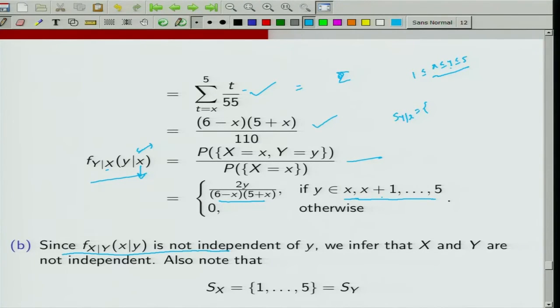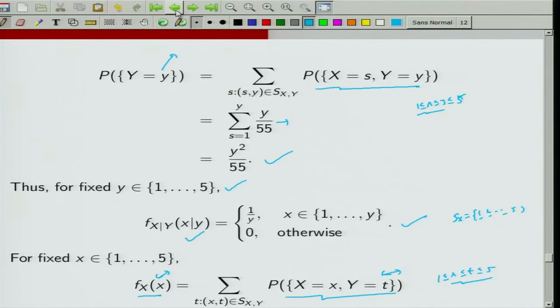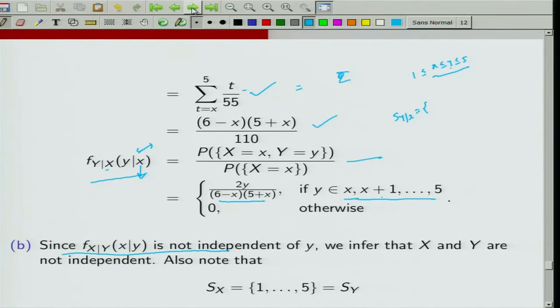And similarly, we have seen before that f x given y, x given y, over here, if they were independent, this conditional probability mass function should have been independent of this y, which is not happening, because if they were independent, this should have been the same as f x of x. So, that means this should not have depended on y, because it is only a function of x, but what we have seen is that it is depending on y. So, I can immediately conclude that x and y are not independent, whether you look at the conditional probability mass function of x given y or y given x.